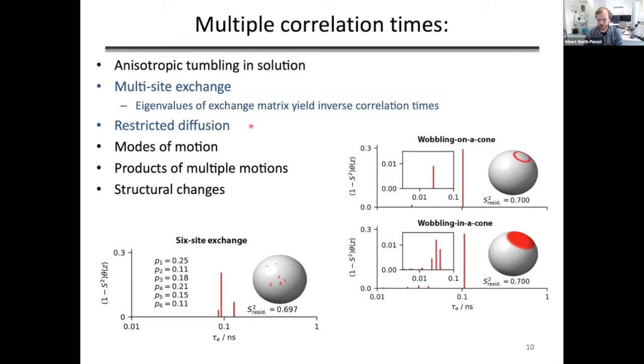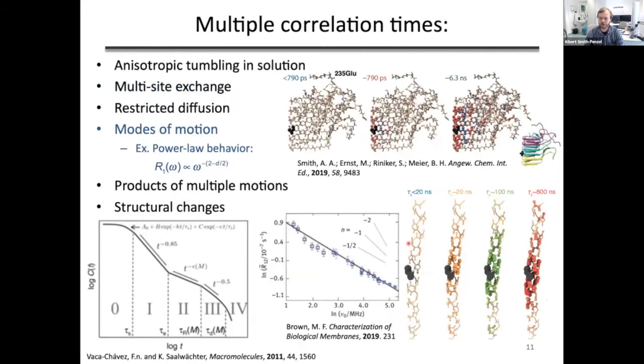You might have restricted diffusion. Those are the wobbling in a cone, wobbling on a cone type motions, and these also generate a series of correlation times. Perhaps often overlooked and fairly common is if you have a protein with any long-range structure, you actually get modes of motion.